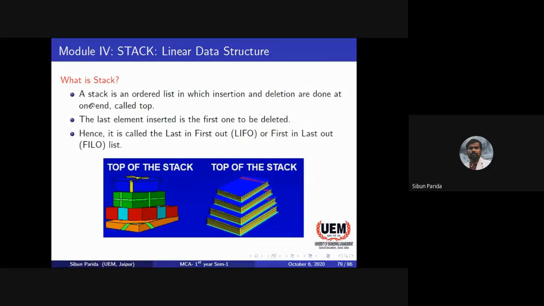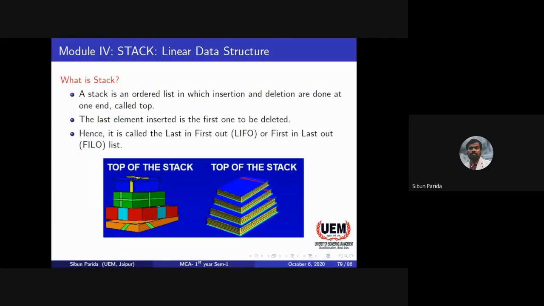Stack is a linear data structure, just like an array. What do you mean by linear data structure? Linear data structures are those where we traverse the elements sequentially, an organized collection of similar elements. Means you are going from A of 0, A of 1, A of 2, A of 3 sequentially.